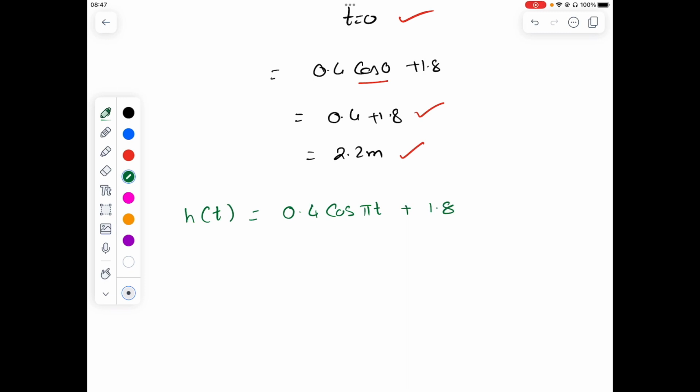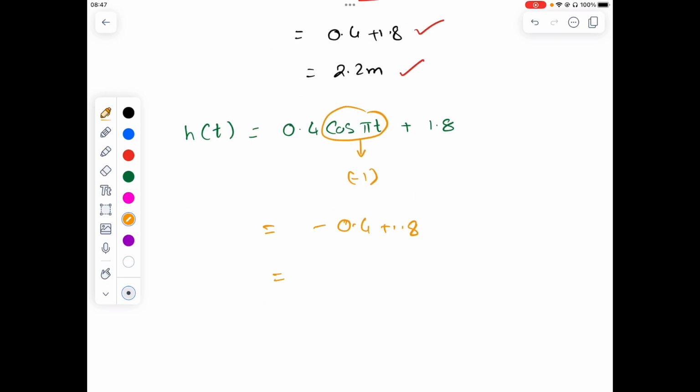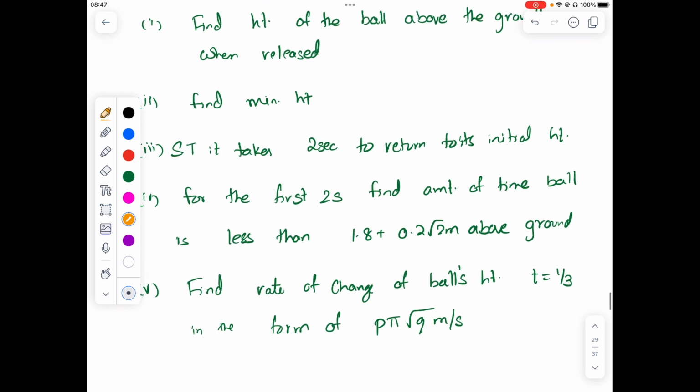Now the minimum height will be whenever the cosine has its minimum value. Cosine's minimum value is -1, because it all depends upon the cosine function. So it's going to be negative 0.4 plus 1.8, which is nothing but how much? 1.4 meters. That's going to be the answer for the minimum height. Coming to the next part.